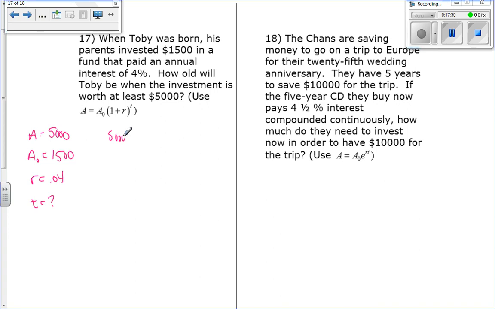So it's 5,000 equals 1,500 times 1 plus 0.04 to the t. I'll divide both sides by 1,500. And this is actually a fraction I can reduce to 10 over 3 equals 1.04 to the t.